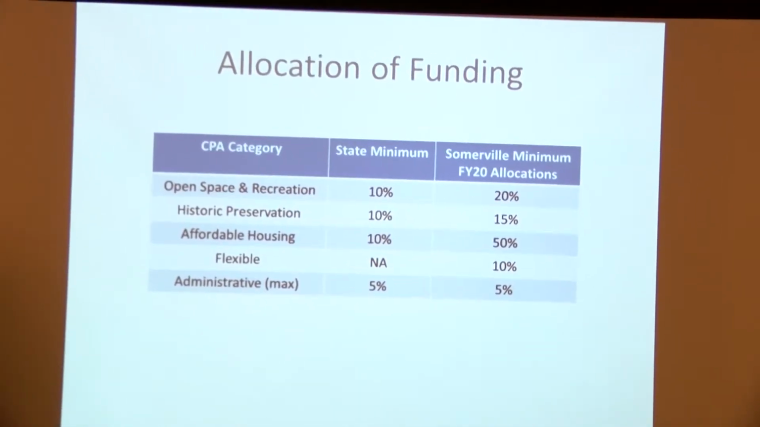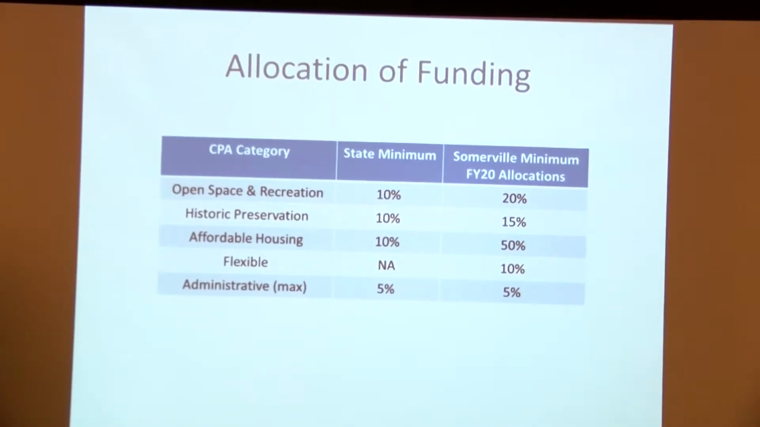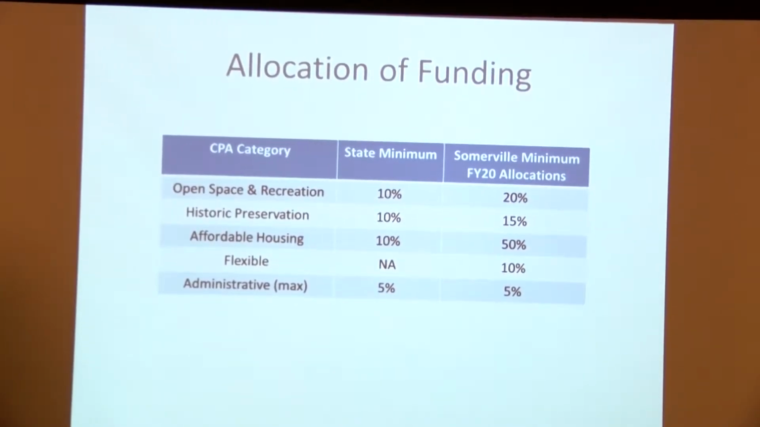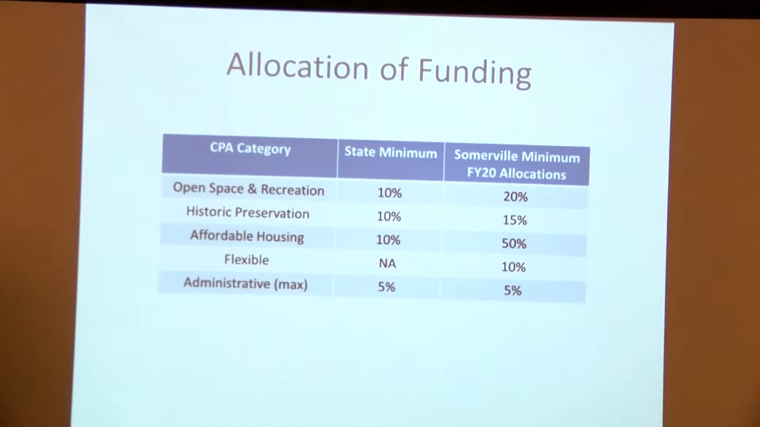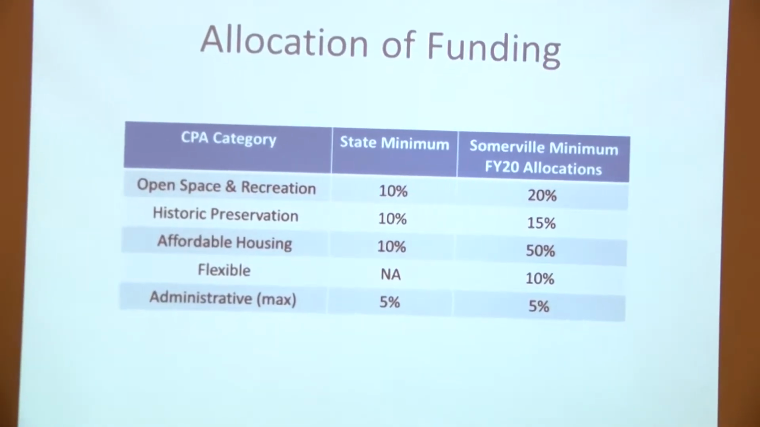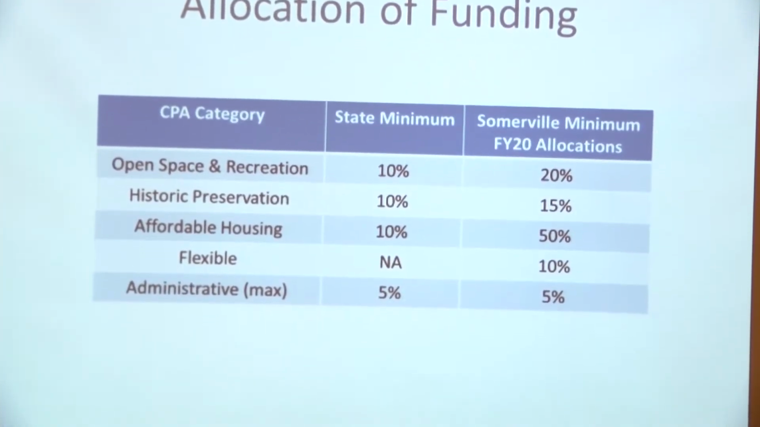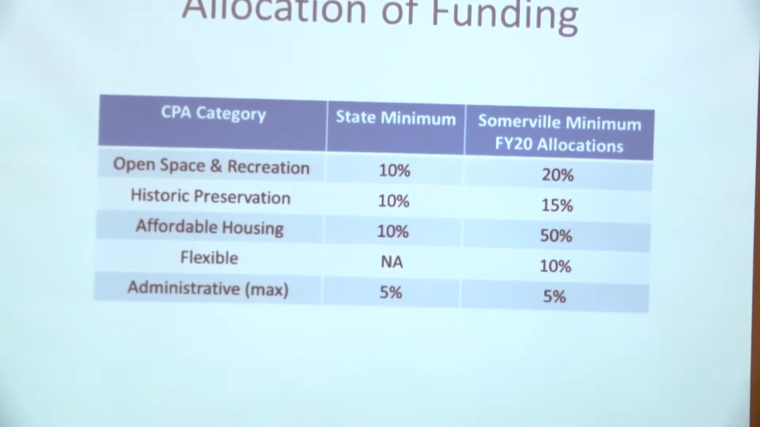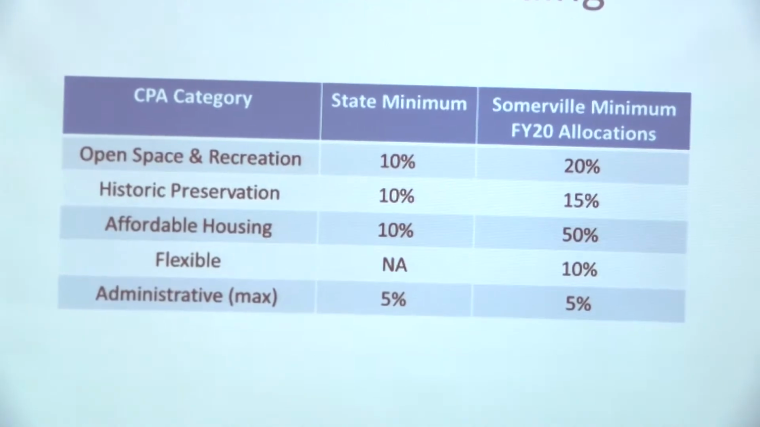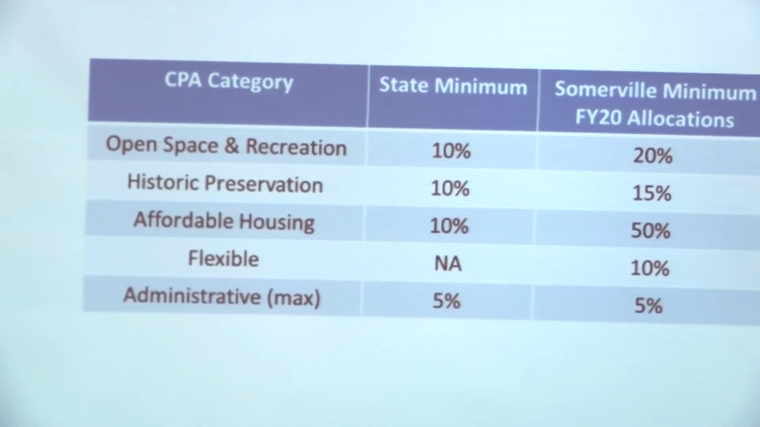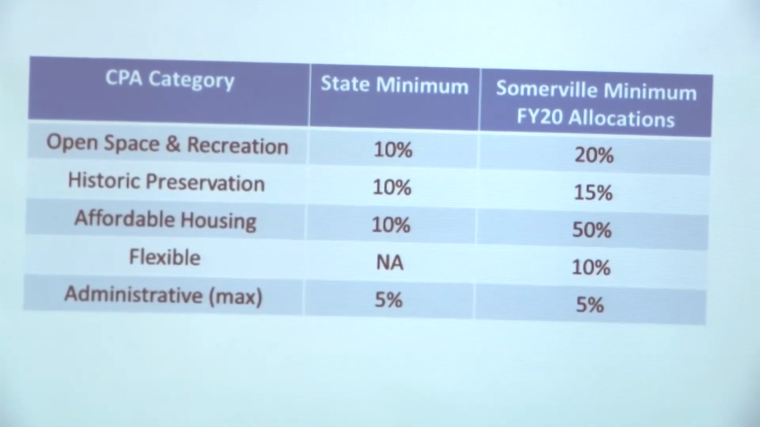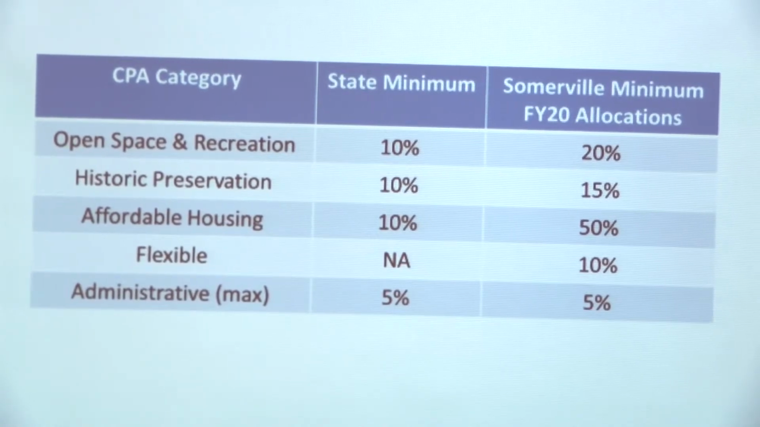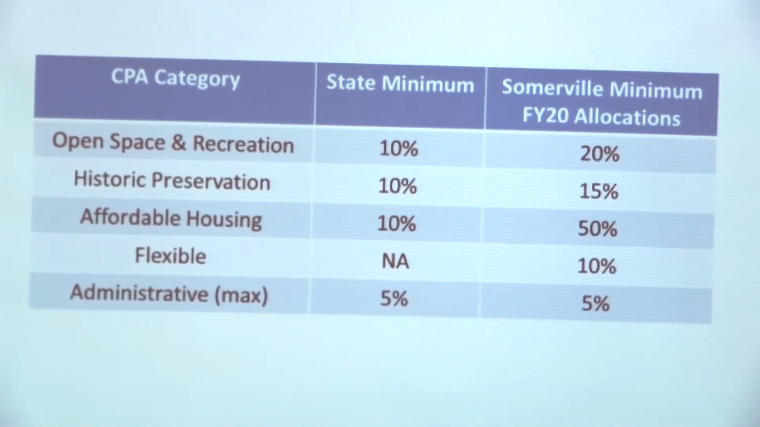The enabling legislation requires that every community put a minimum of 10% of the revenue in each of the categories. And in this case, they combine open space and recreational land into one category. And it has a maximum of 5% that can go towards the administration of the program. Since last year, fiscal 19, the local community preservation committee has increased these minimums. So a minimum of 20% will go to open space and recreational land, 15% to historic preservation, and half of the money goes to affordable housing.